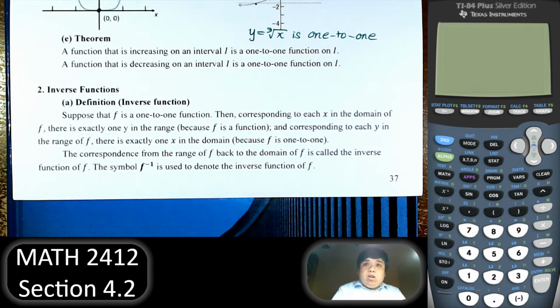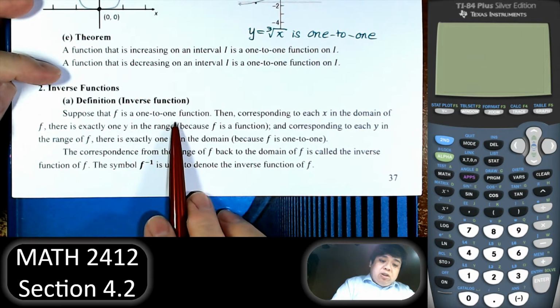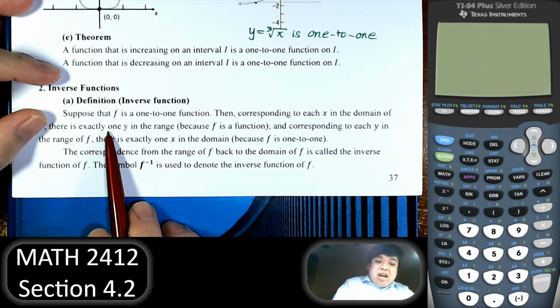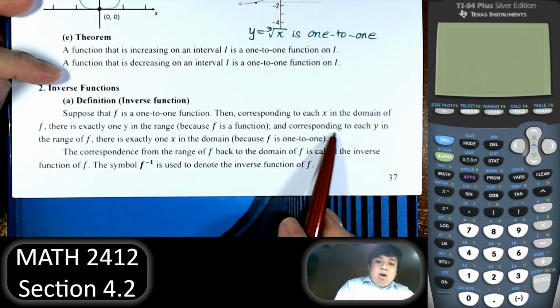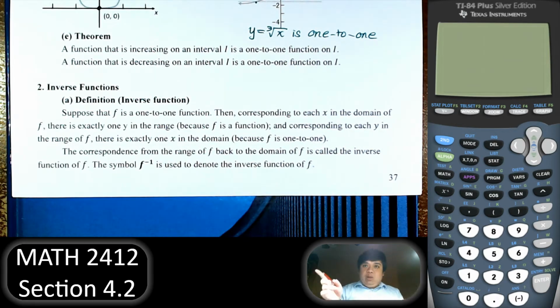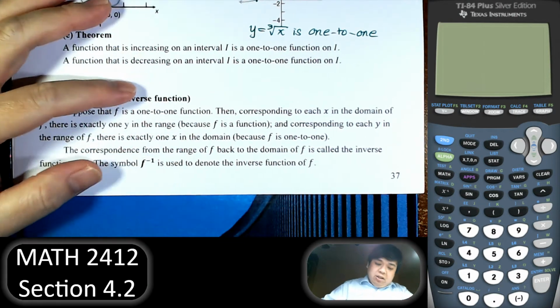We need one-to-one functions because when 1 x gives us 1 y, then 1 y can give us back that 1 x. In that case we have the inverse function. So only a one-to-one function has an inverse. Suppose f is a one-to-one function. Then for each x in the domain there's exactly one y in the range, and correspondingly for each y in the range there will be exactly one x in the domain. So 1 x gives 1 y, and then 1 y gives us back that 1 x. The inverse function is denoted by f to the negative 1, but for this we just say f inverse.